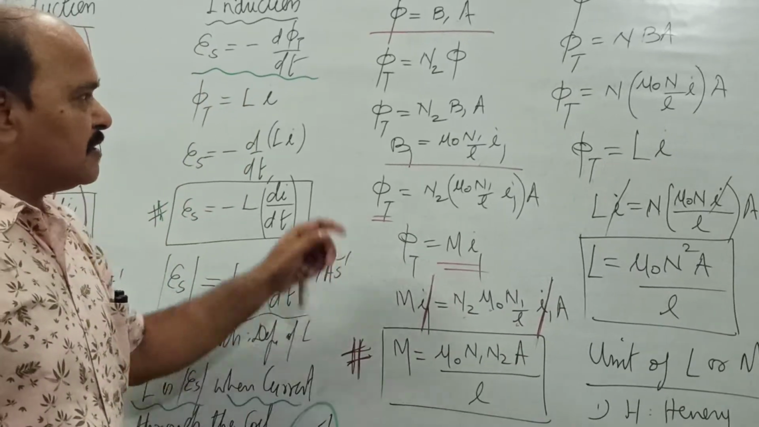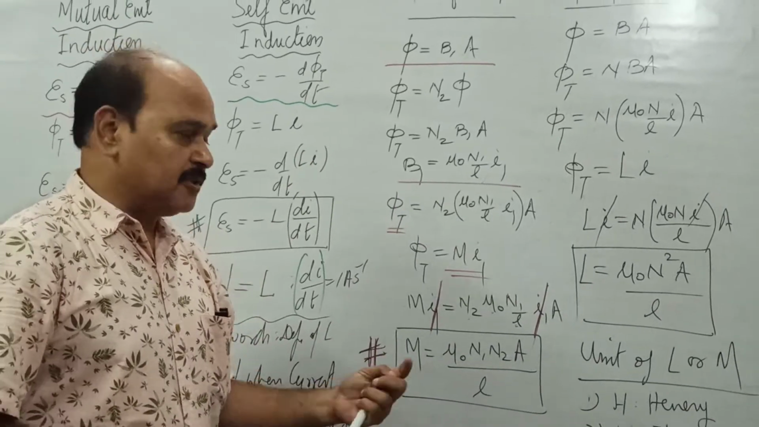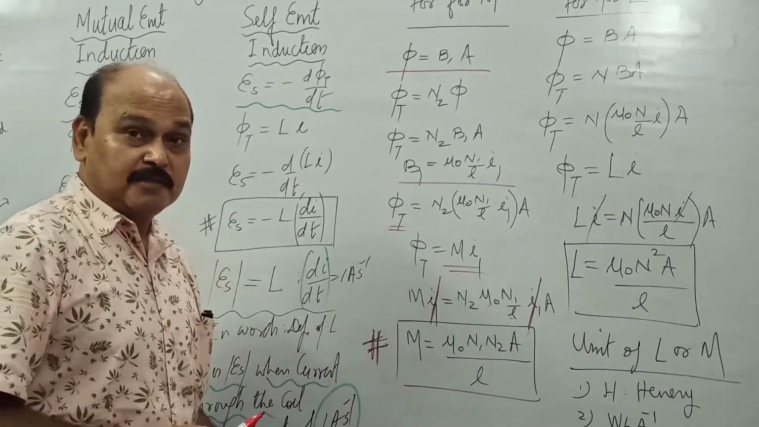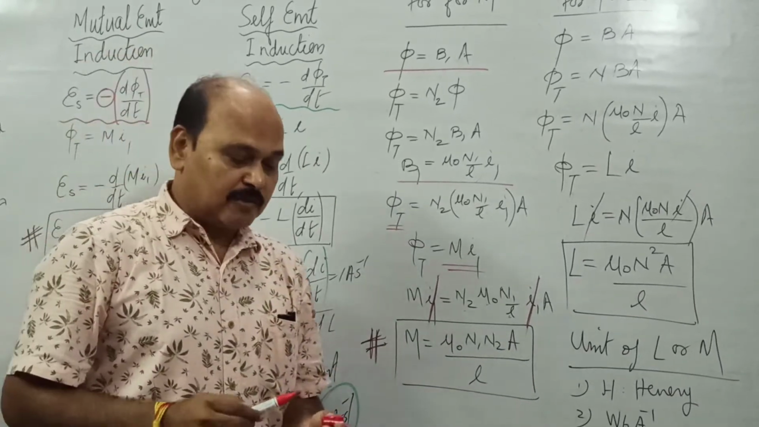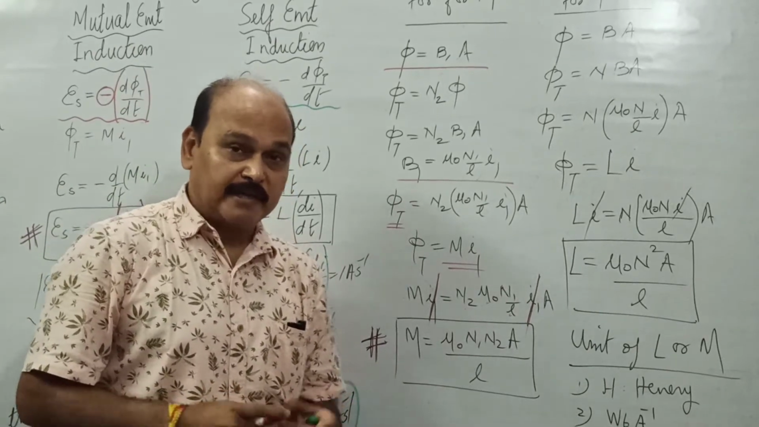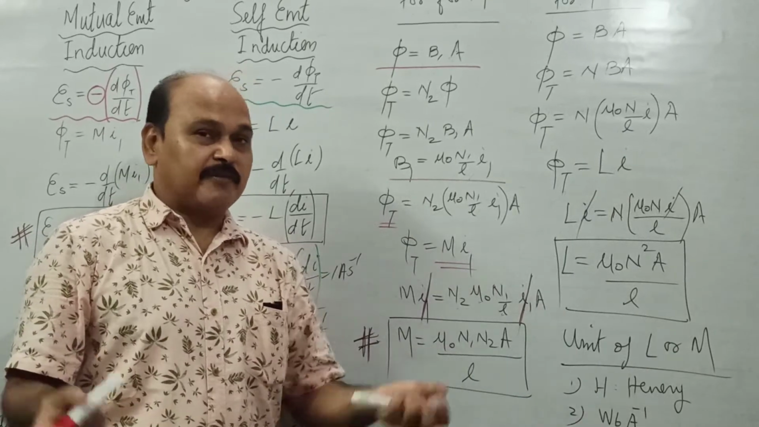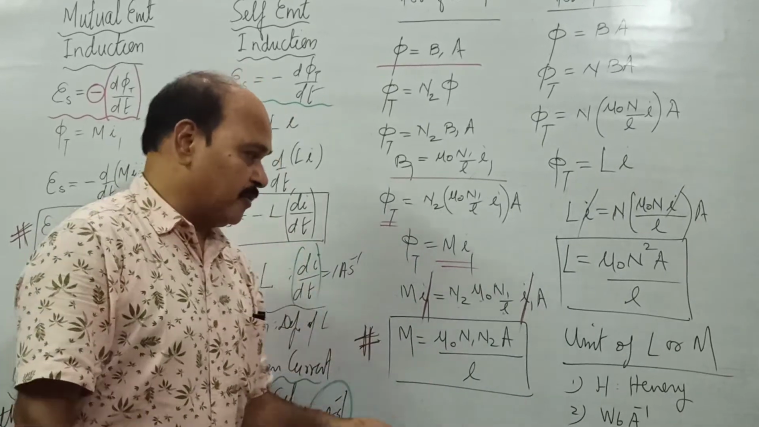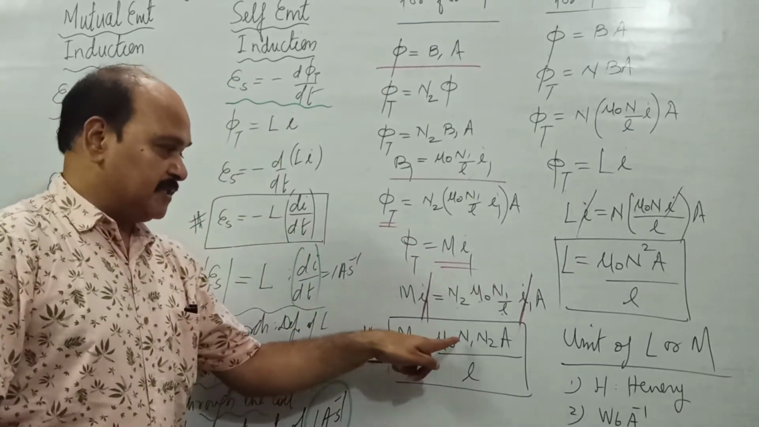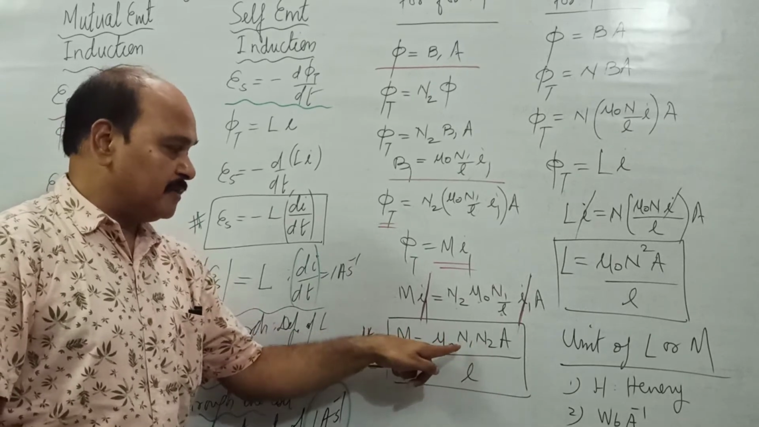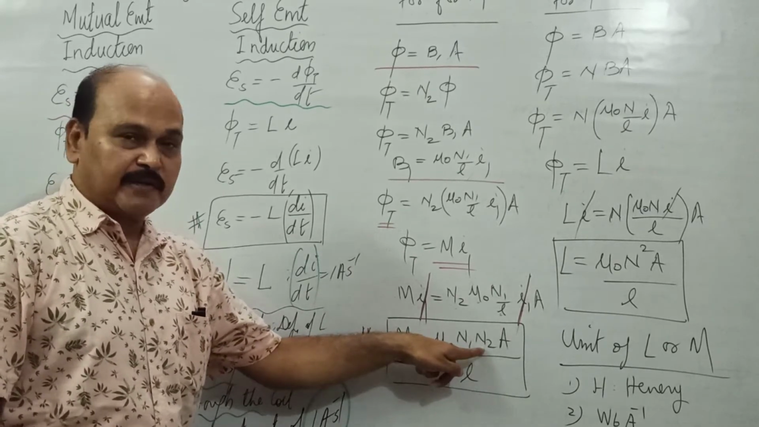This derivation is rarely asked, but this formula is very important. This relation should flash in your mind, because there are certain short-term questions asked, like if the number of turns in primary and secondary coil both are doubled, what is the effect over M? The answer would be what? 4 times.